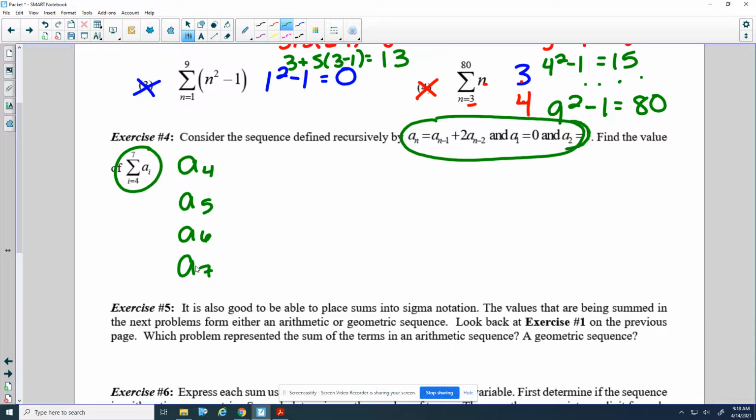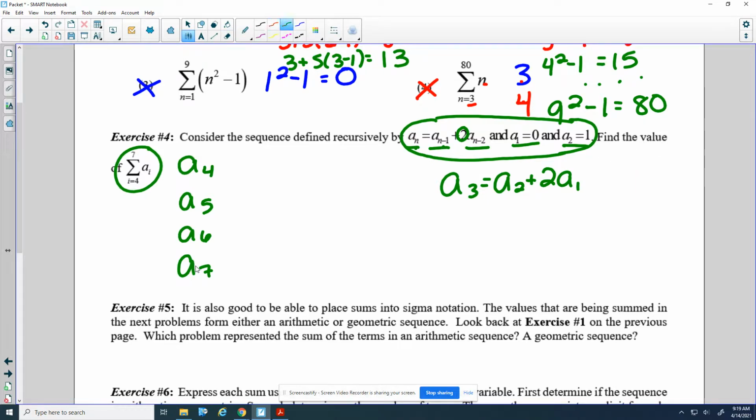So it looks like my definition says that I am going to need to start with 2 terms. And to get the next term, I'm going to add the last term to twice the term that came before it. So to find a sub 3, which is next, my sequence starts out with 0, 1, right? I'm going to add a sub 2, because if this is a 3, that's a 2, to 2 times a sub 1.